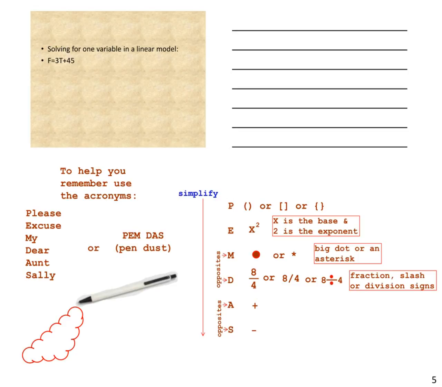So start at the top. If you're simplifying, look at parentheses first. Then try the exponents. Then follow by multiplication and division. You can do them at the same time if needed. And last, addition and subtraction for when you're simplifying.